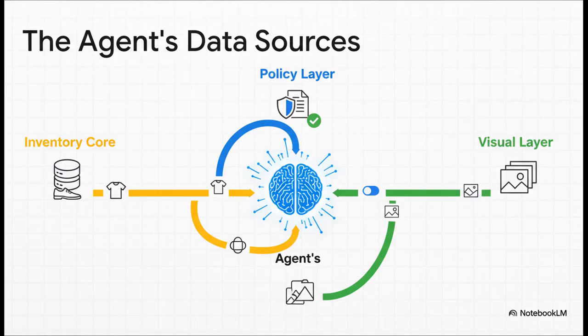First up, you have the inventory core. This is the live feed from your Google Merchant Center. Second is the policy layer. This is where you set the rules of engagement. And third, you have the visual layer, which lets the agent literally see your product photos to answer questions about what things look like.